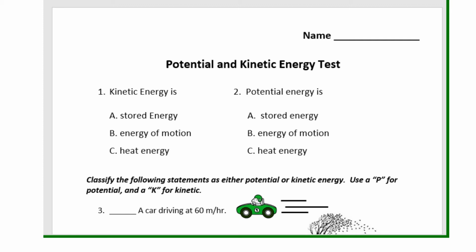Potential and kinetic energy test. Number 1, kinetic energy is A, stored energy, B, energy of motion, C, heat energy. Number 2, potential energy is A, stored energy, B, energy of motion, or C, heat energy.